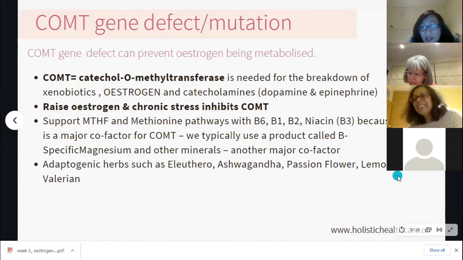Lemon balm is lovely. I keep all of these at home. I always keep these as adaptogens because they're lovely to take as herbal teas. And in the herbal module, you can also learn how to make herbal tinctures with them. So you can combine all three and make a lovely calming adrenal support, sleep, herbal tincture. So that's going to be a lot of fun. So these all support COMT.